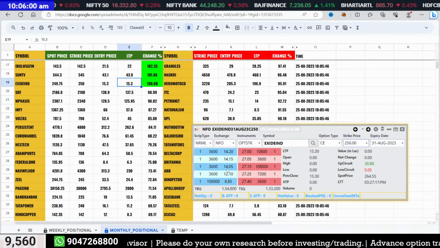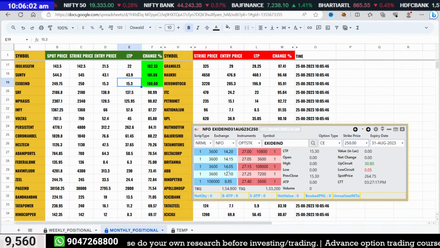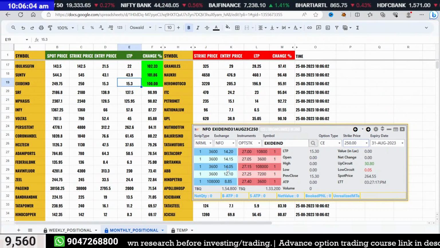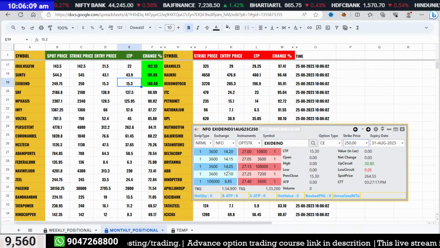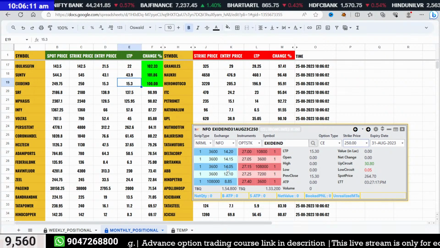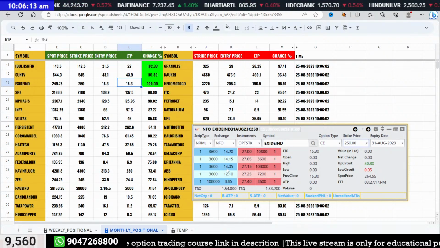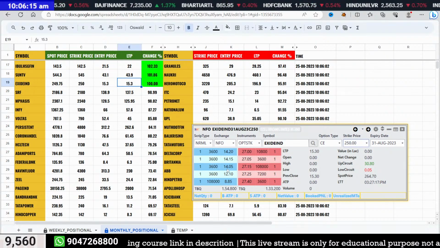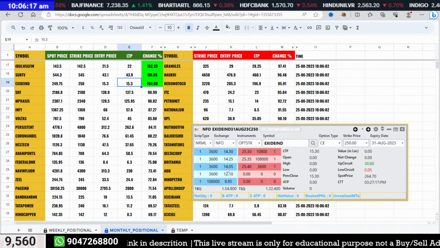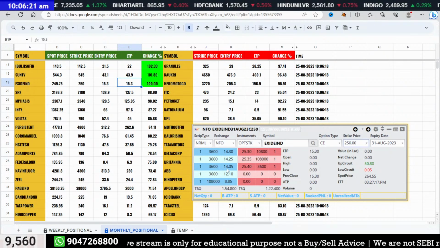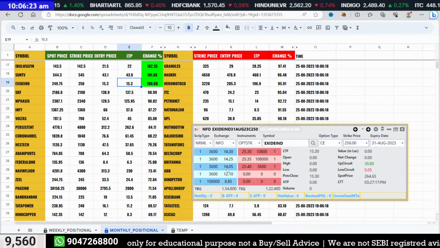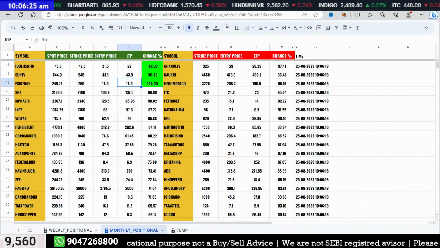Look at this, the problem. So 14 is the buyer and 27 is the seller. Current price is something about 162.64. So maybe this option is worth 14.7. That's why the buyer is asking 14, but the seller is placing 25. So huge gap, liquidity. There is no contract traded on this also.